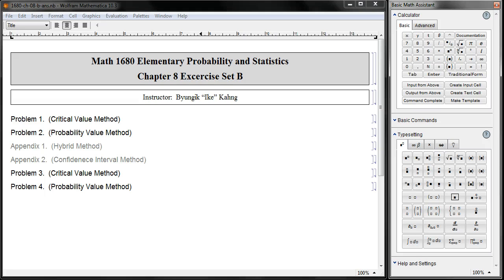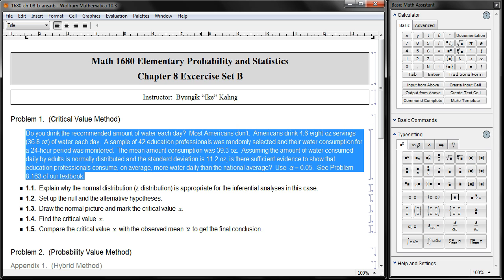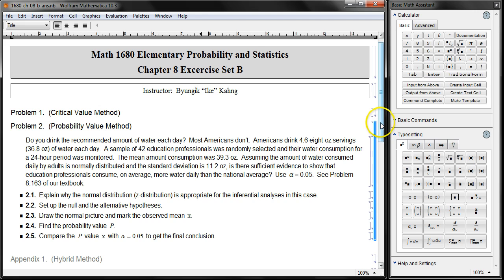Chapter 8, Exercise Set B. This exercise set is rather peculiar in that you have to use two or more different methods for the same problem. Here is the context part of problem 1, this one. This part is exactly the same as that of problem 2.